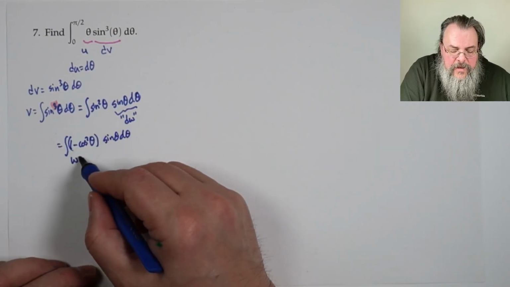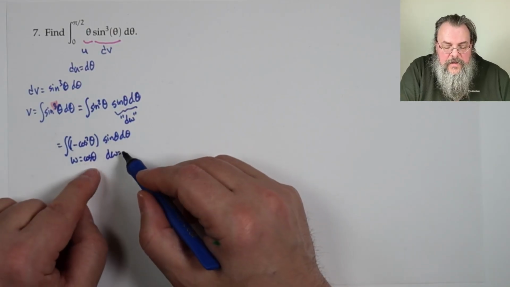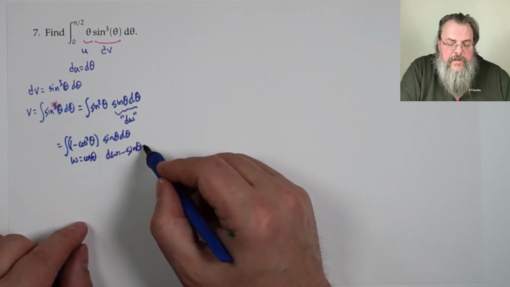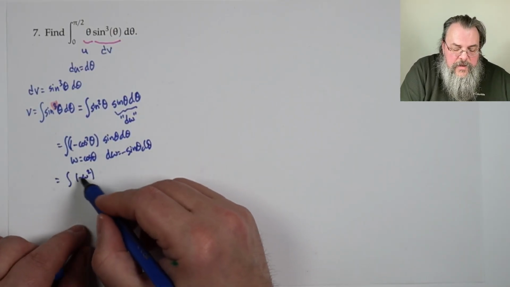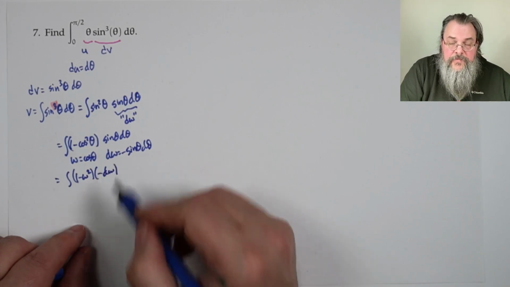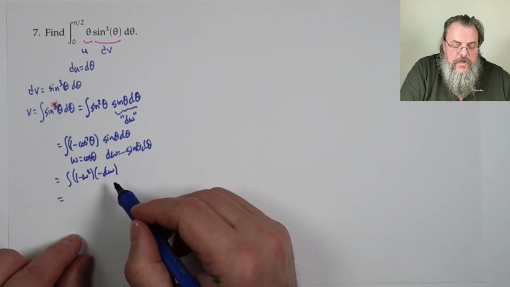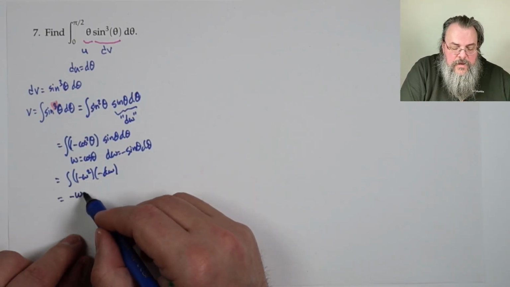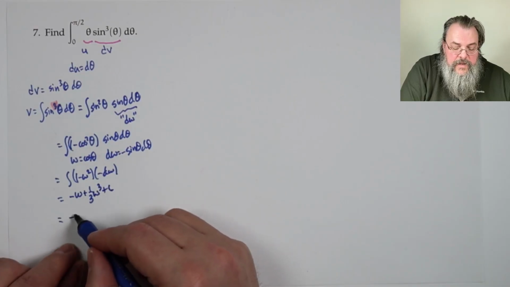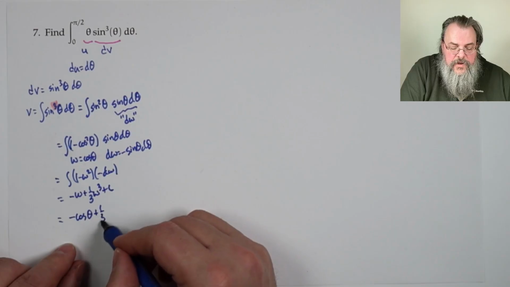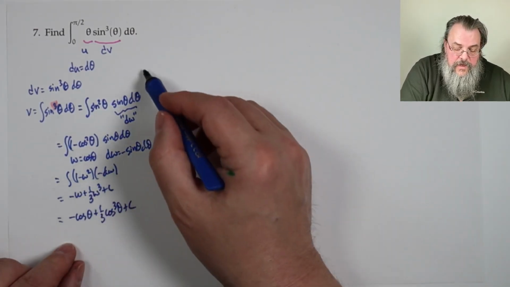And now we're ready. w equals cosine theta. dw equals the derivative of cosine, minus sine theta d theta. And so we end up with the integral of 1 minus w squared times a minus dw. Well, that's not so bad. Don't forget to put the minus through. So that would be minus w plus 1/3 w cubed plus c, which would make it minus cosine theta plus 1/3 cosine cubed theta plus c. Okay, so there's our v.